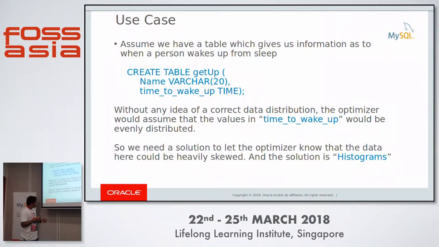So here is a very nice use case. Assume that we have a table with a time column, and this time column means the time that a person wakes up in the morning. If you think about the values that will go here, it can range from, let's say, 6 a.m., 5 a.m., 4 a.m. to maybe 8 or 9 a.m. in the morning, if a person is not working a night shift and sleeps at, say, 12 o'clock. But in this column, the data would be heavily skewed for a particular value. So we need a solution in the optimizer which would help us use certain statistics from a column which is heavily skewed, and that's where histograms come into the picture.